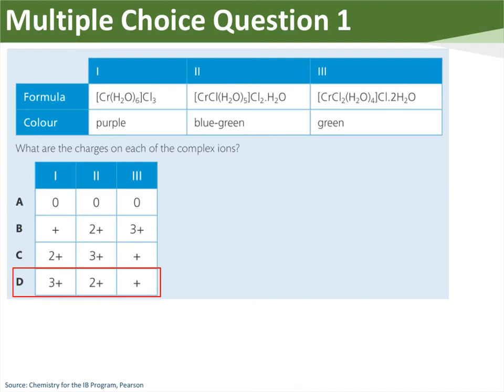We're looking for the charge on the complex ion. What is in brackets? Chloride has a 1- charge and there are 3, so that's a total of 3-, so that means the ion must be 3+. In the second complex, ignore the water, it has no charge. There are 2 chlorides for a total of 2-. That means what is in brackets must be 2+. In the last scenario, ignore the waters, we have 1 chloride for 1-, so that means this complex must be 1+. And those are the answers.